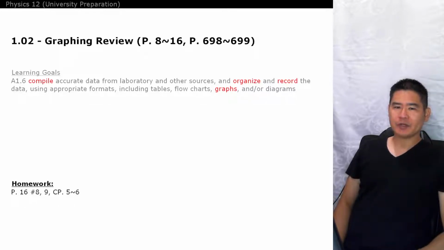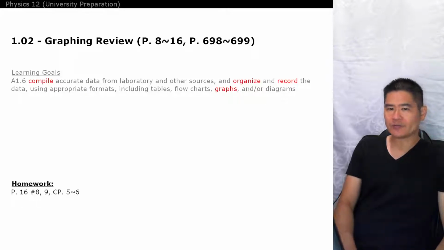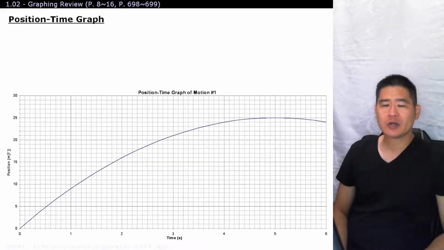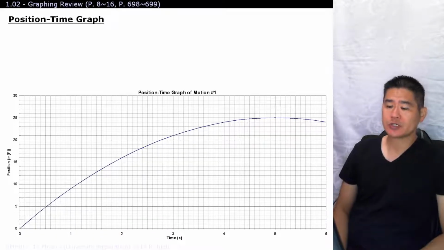Today we're going to go through a bit of graphing review where we're going to convert graphs from one type to the next and then probably to another one afterwards. We'll start off with this graph over here, which is known as a position time graph.